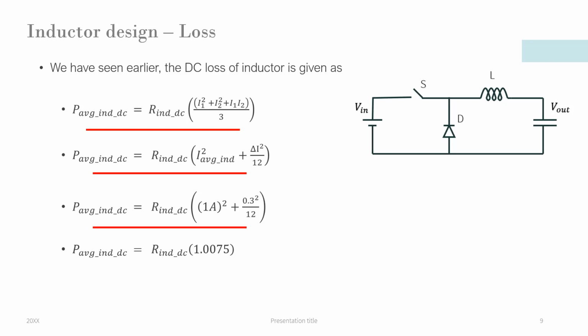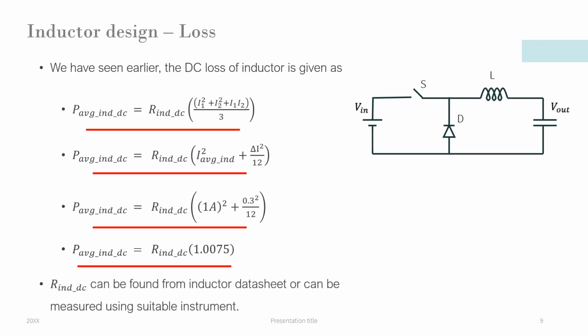Power inductor DC is given as R inductor DC into 1.0075. Here, we do not know the value of R inductor DC. This can be found from the inductor data sheet or it can be measured using suitable instrument.